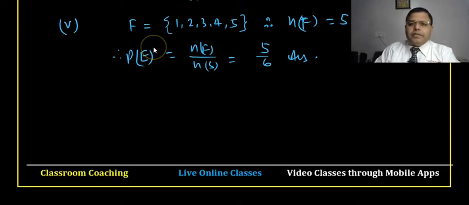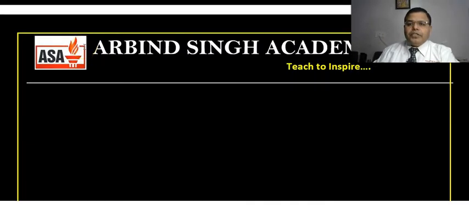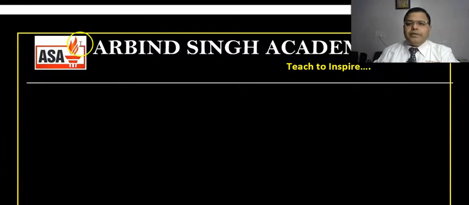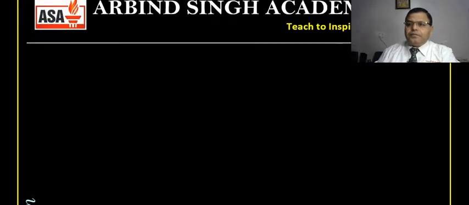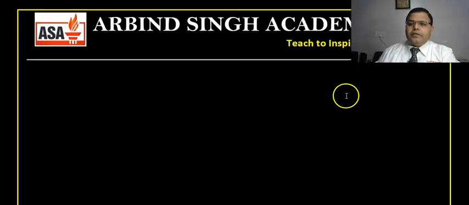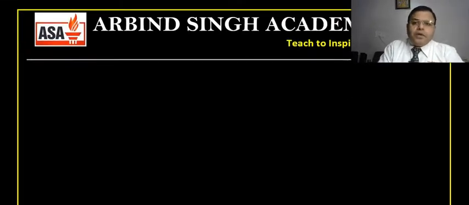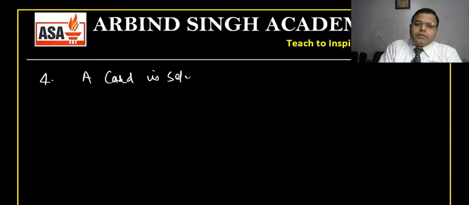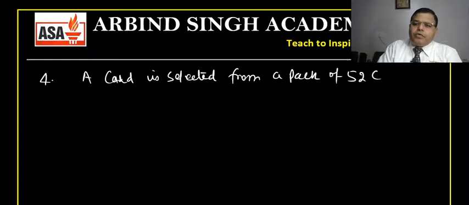Now, let us discuss some more questions from the next page. Question number four. A card is selected from a pack of 52 cards. Find the probability. First, how many points are there in the sample space?